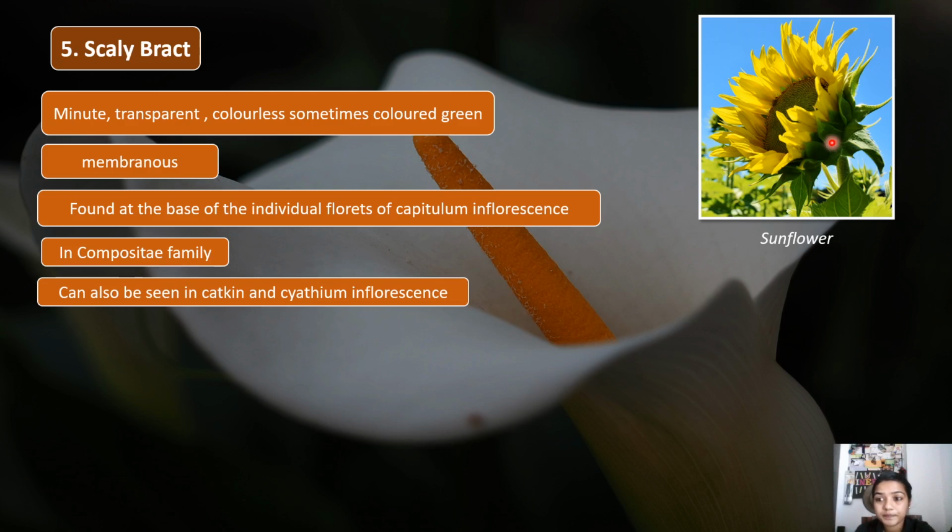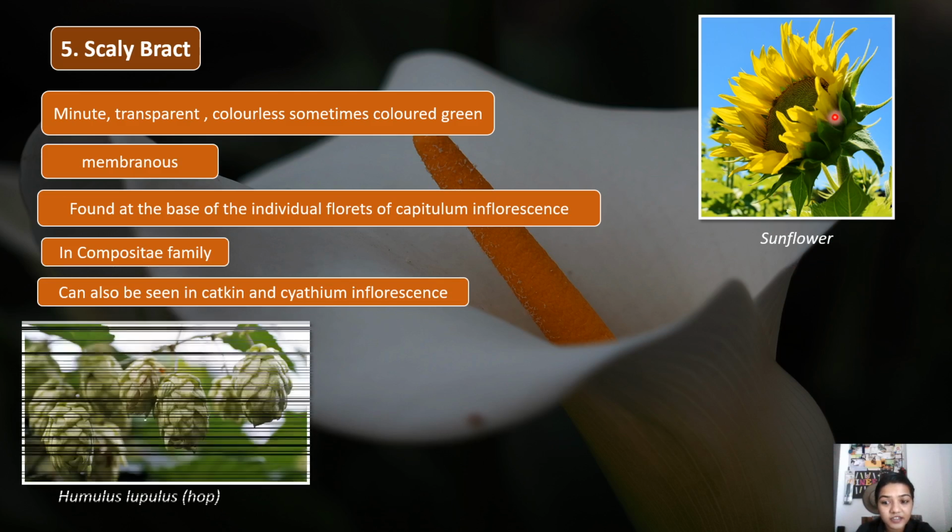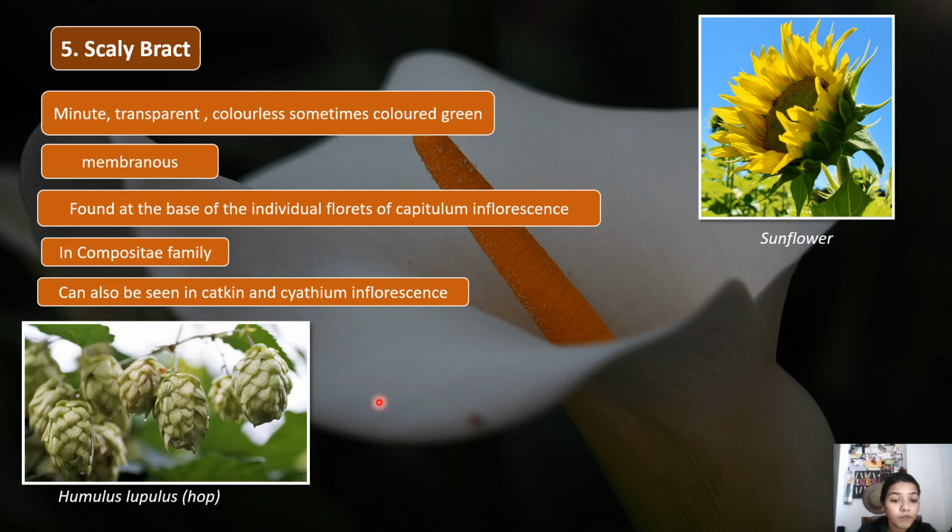So I explained that these are the calyx, this is the involucre bract, but inside there is also a bract, a green structure you can see. These are the scaly bracts, that is the bract that a single floret has, right? So these are actually green in structure. Now one more example of scaly bract is Humulus lupulus.